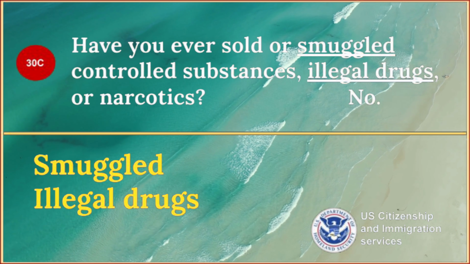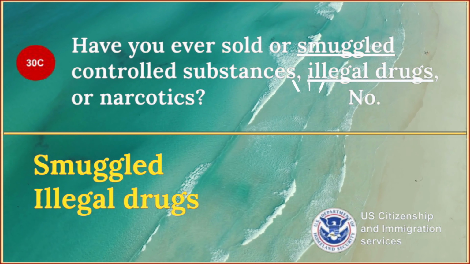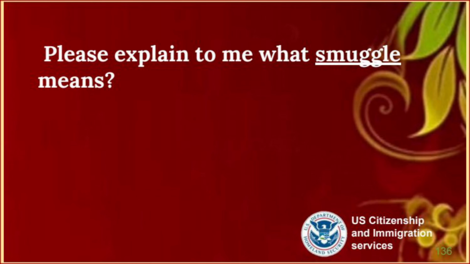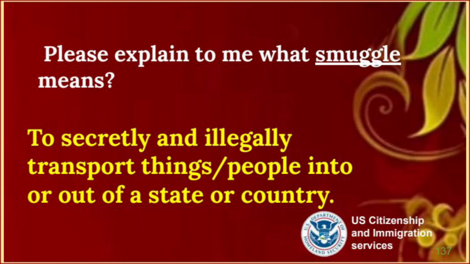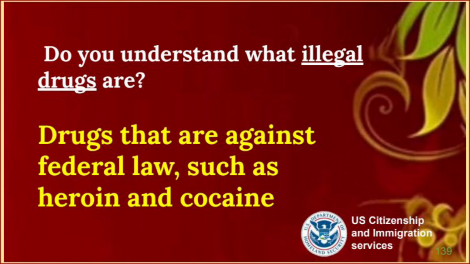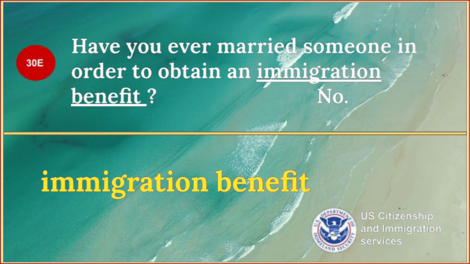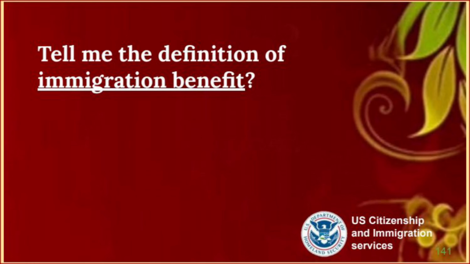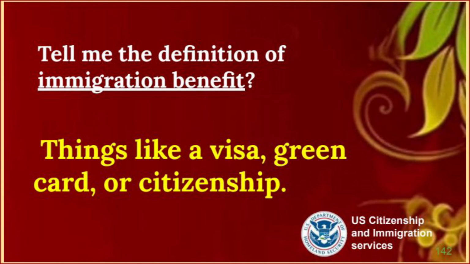Smuggled. Illegal drugs. Please explain to me what smuggle means. To secretly and illegally transport things or people into or out of a state or country. Do you understand what illegal drugs are? Drugs that are against federal law, such as heroin and cocaine. Immigration benefit. Tell me the definition of immigration benefit. Things like a visa, green card, or citizenship.